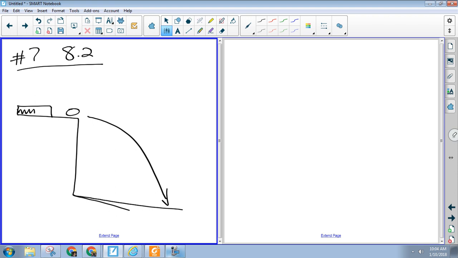Our goal is we want it to go a distance of d, which they tell us is 2.2 meters. So that's our goal.